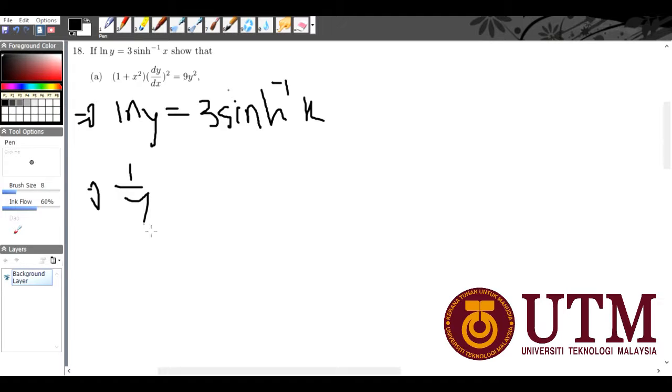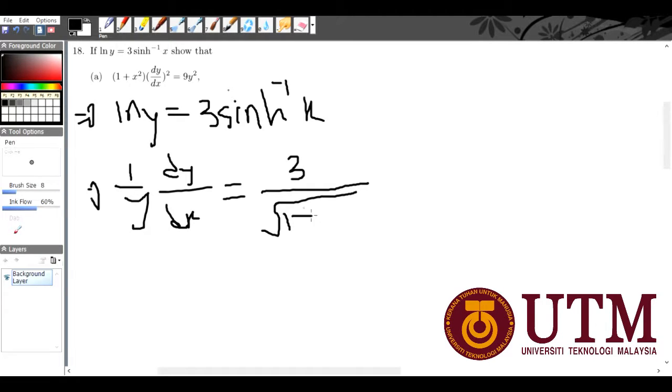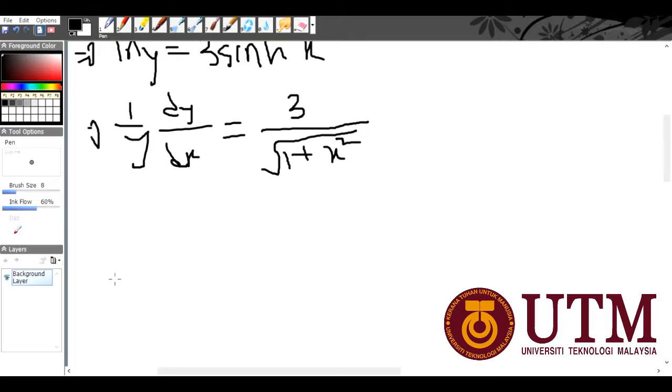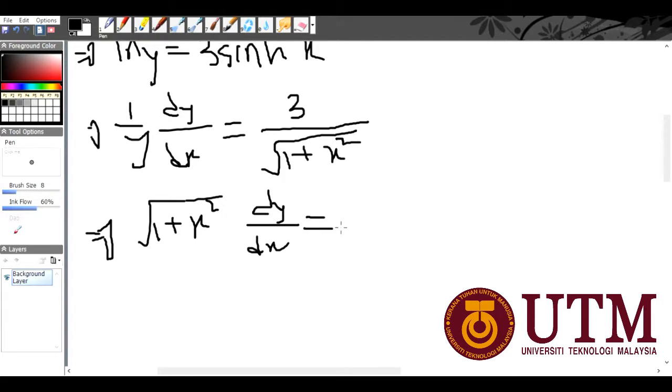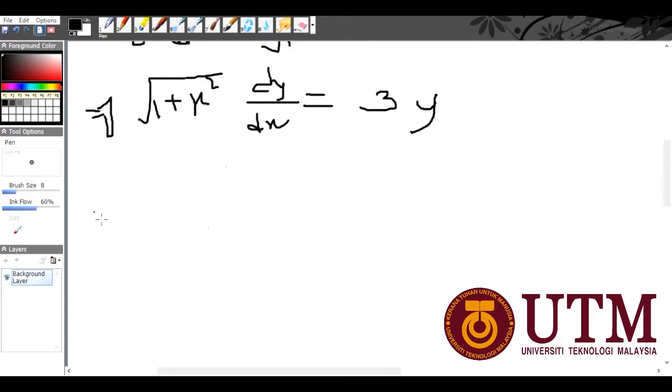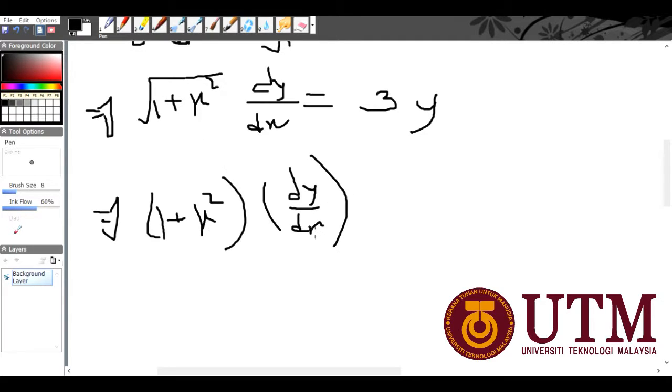So it's going to be 1 over y dy/dx equals 3 over root of 1 plus x squared. Okay, so we're going to take this here and take that there. So it's going to be root of 1 plus x squared dy/dx equals 3y. Now we can just square it. So if we square it, it's going to be (1 plus x squared)(dy/dx) whole squared equals 9y squared. And that's the answer.